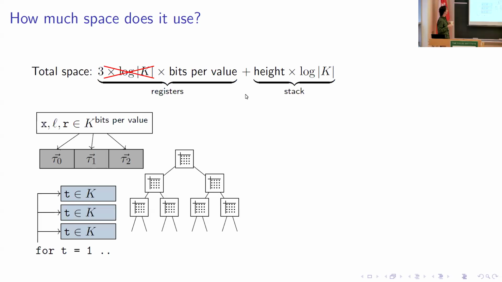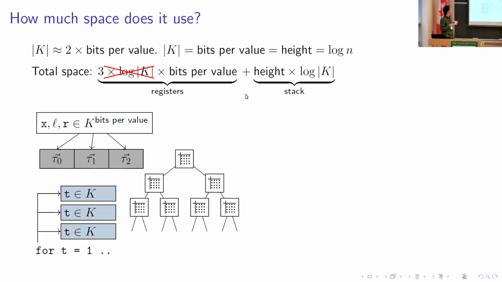Okay, so in order to figure out what this is, we need to figure out what is the size of the field. The smaller we make the field, the less space this is going to use up, but our field does need to be big enough that we can visit at least 2 times bits per value points in order to do the interpolation. So our field size is going to end up being about 2 times that parameter. So actually that means that all 3 of our parameters, the field size and the bits per value and the height of the tree, are all log n.